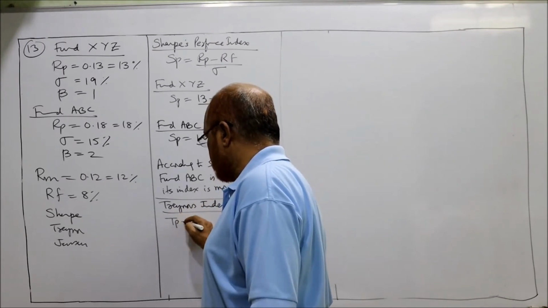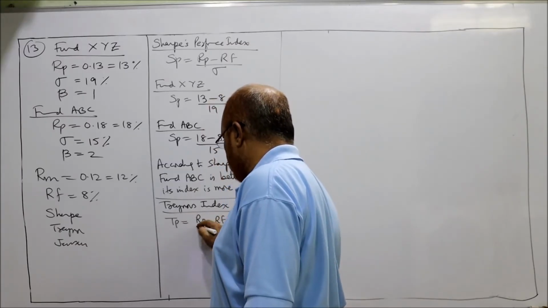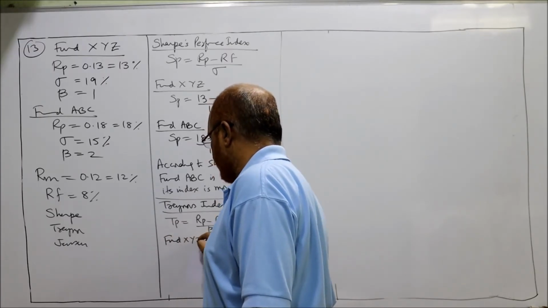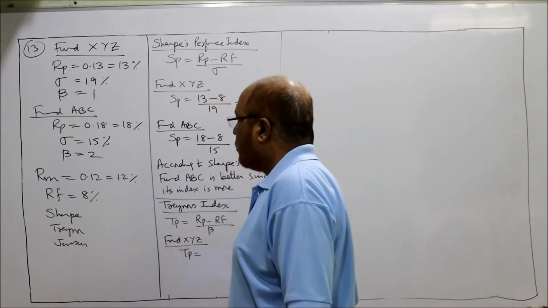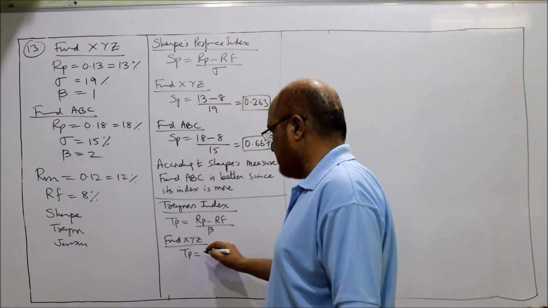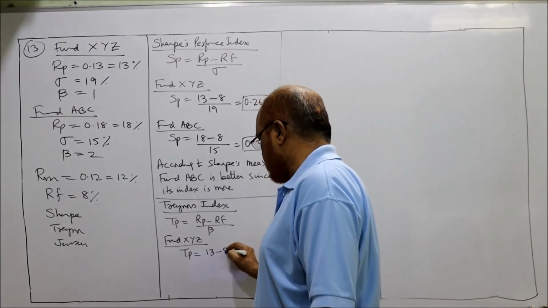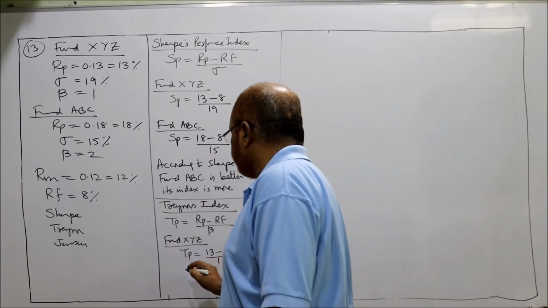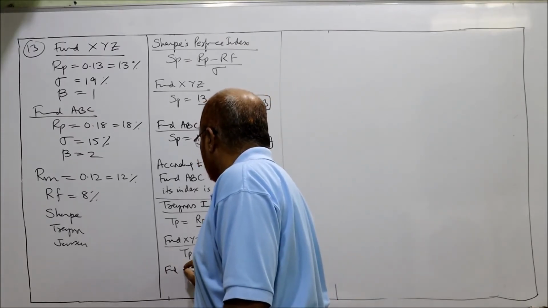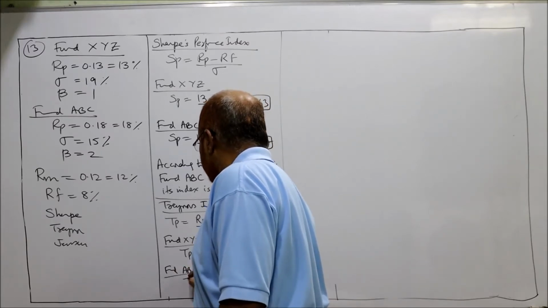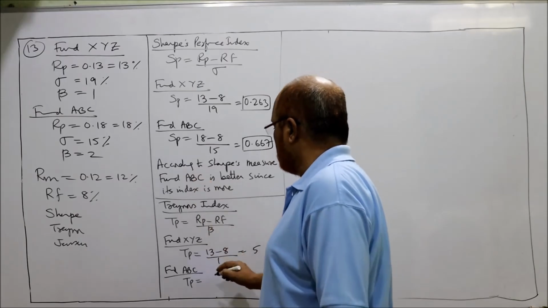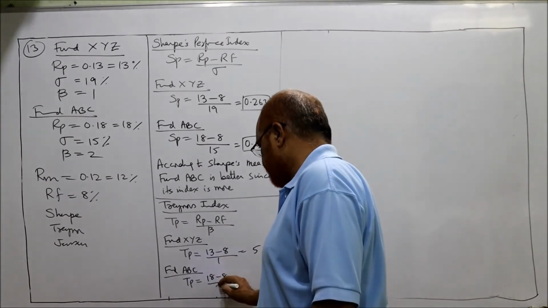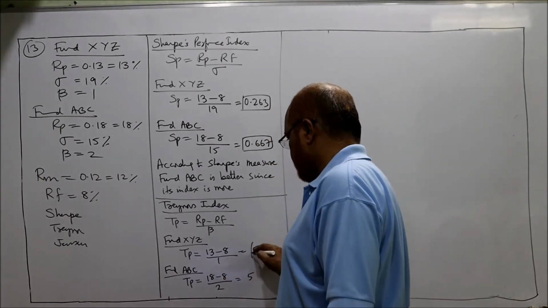Treynor's index TP is equal to RP minus RF divided by beta. So fund XYZ: what is the return? XYZ return is 13%, minus risk free rate 8%. Beta value is 1. 13 minus 8, 5. Fund ABC: TP is equal to 18 minus 8 divided by beta, which is 2. Both are equal.